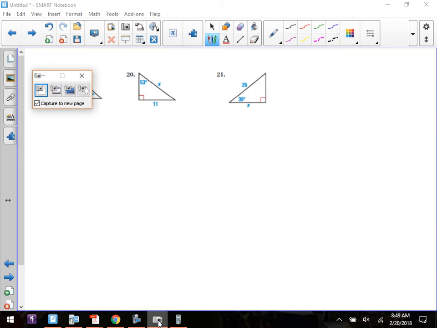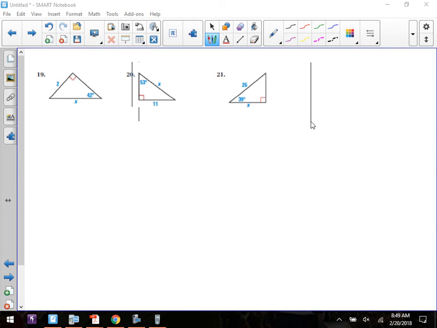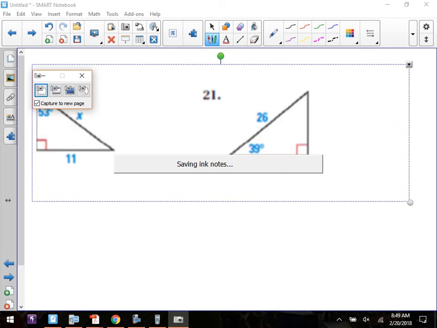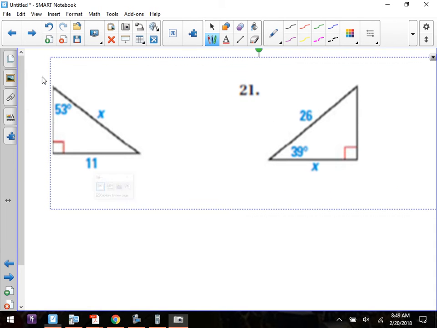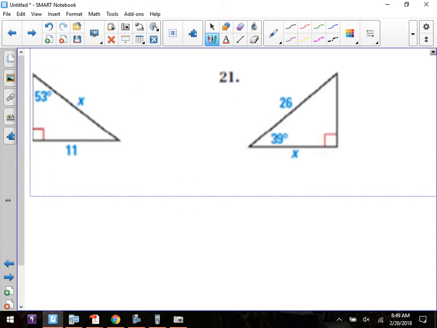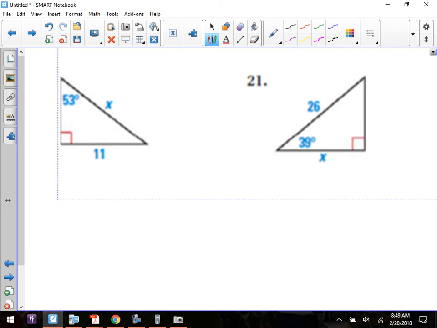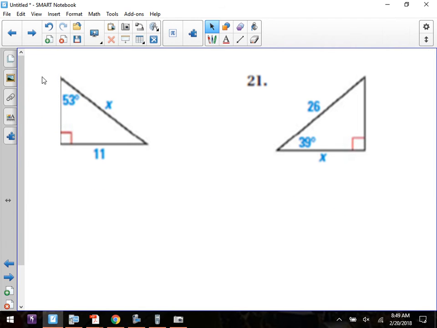So take a minute and solve these two. Blow it up so you can see it better. Can you see that all right? 53, 11x, 39x, and 26. That's not bad when this showed up. Take a second, solve for x in both of those, write out the steps before you press the buttons. Two decimal places. Bam.